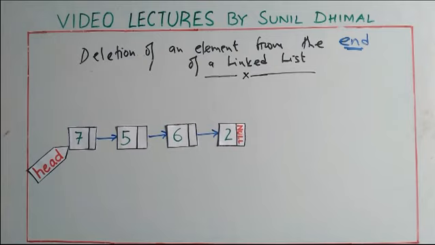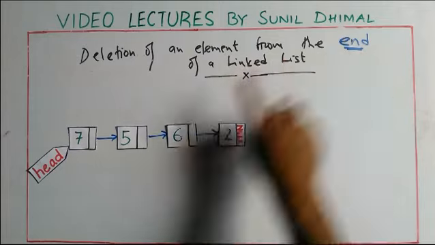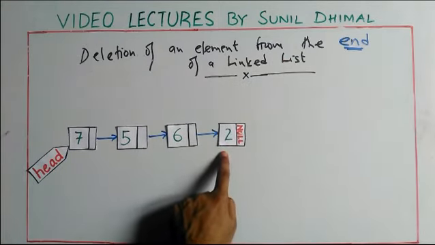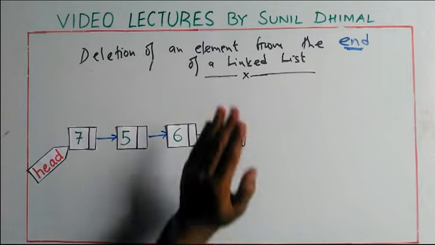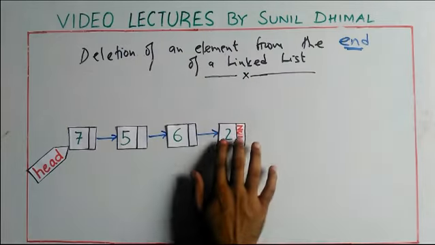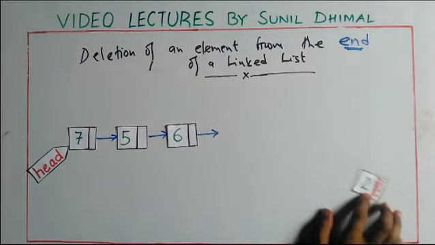Now your objective is to delete the element from the end of the list. So this is the element: the node with the element number 2 should be deleted. Your objective is to delete the last node. You have to remove this node from the list.